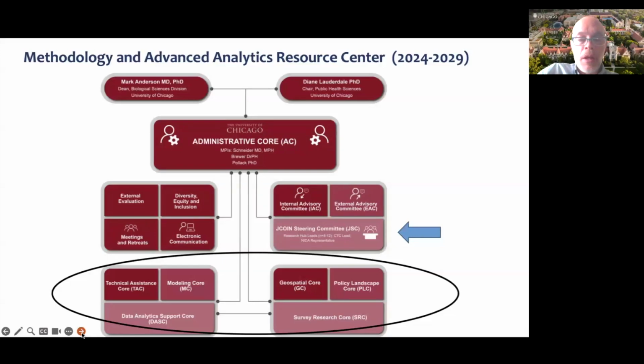Here is just a brief schematic. I'll direct you to the bottom that has the black circle. These are the different cores in the MAARC. We have a technical assistance core, which is led by Olga, who's on the call. We have a modeling core that does mostly mathematical and agent-based modeling, a data analytics and support core that's led by Phil, who's on the call, the geospatial core, which provides geospatial and other spatial analytics support and resources, a policy landscape core, and a survey research core. Those two are doing our primary data collection.